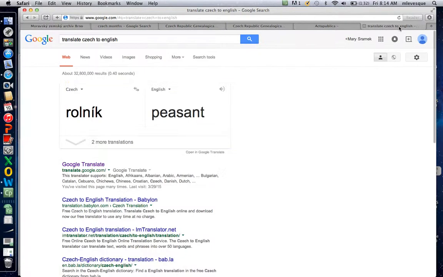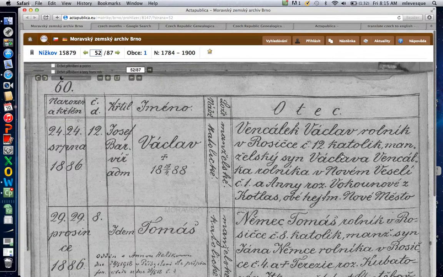But you can translate these things and you just type in the word and it means a peasant. So somebody was pretty low on the social scale, actually.